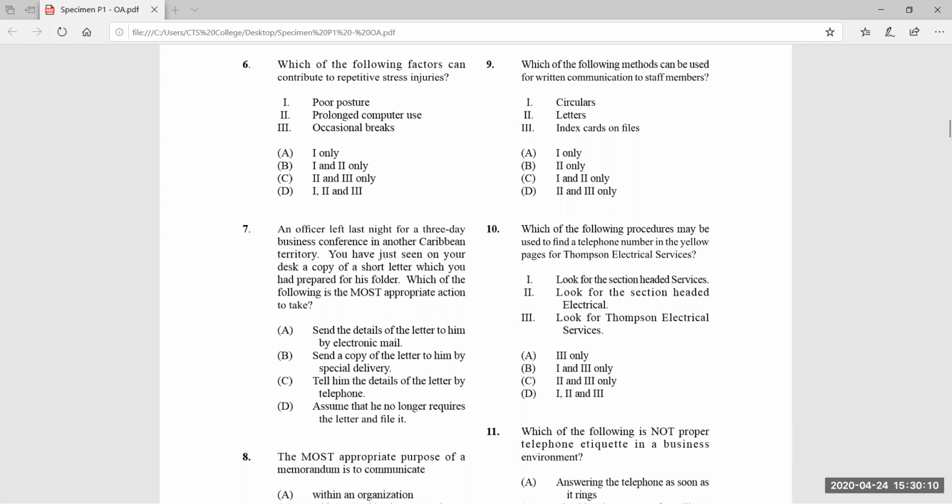So it causes a situation called repetitive stress injury. And the question is, which of the following factors can contribute? What can contribute or cause repetitive stress injury? Which one do you think is the answer there? Look at the answers, look at the suggestions, look at your answers.